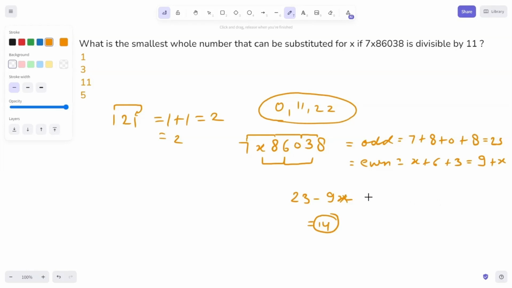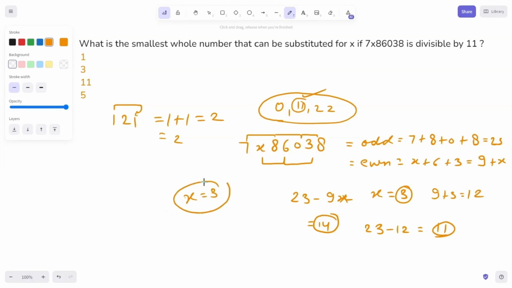If I put the value of x as 3, 9 plus 3 becomes 12. Now if we see the difference, 23 minus 12, it becomes 11. We have successfully got 11. So we can say that the value of x is 3 and our correct option is the second. So this is the answer.